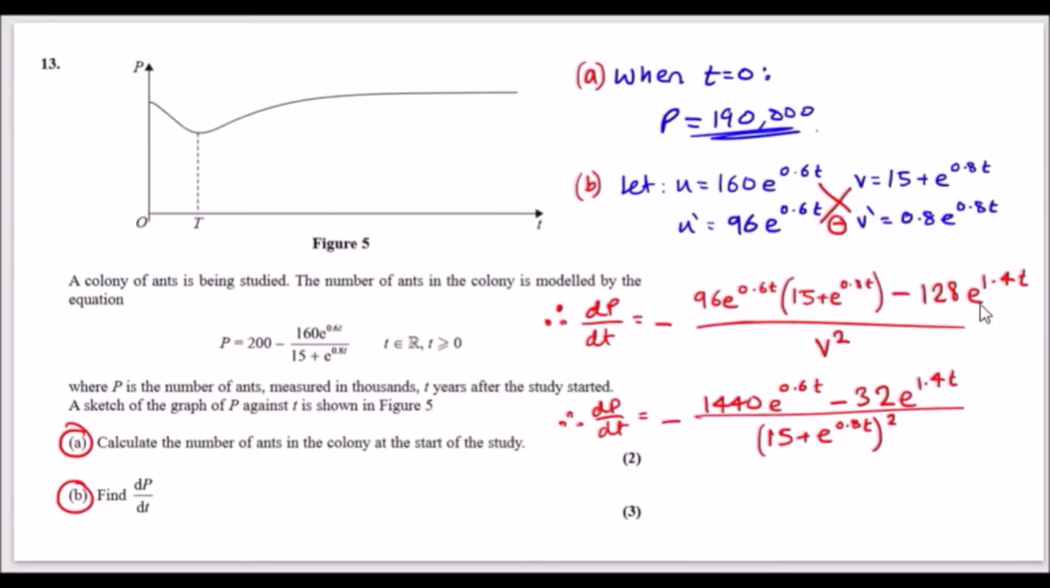For some reason, I simplified this one. When you multiply these two terms, 160 and 0.8 gives you 128. Now e to the 0.6t times the other e term, because they have the same base, you just add the powers, which gave me 1.4t. And all over v squared, which is 15 plus e to the 0.8t, all of that squared, literally. Then you can expand the bracket and collect like terms. You can get something like this, but I think this is sufficient as it is, minus the v squared bit. This is sufficient. Now, next question.